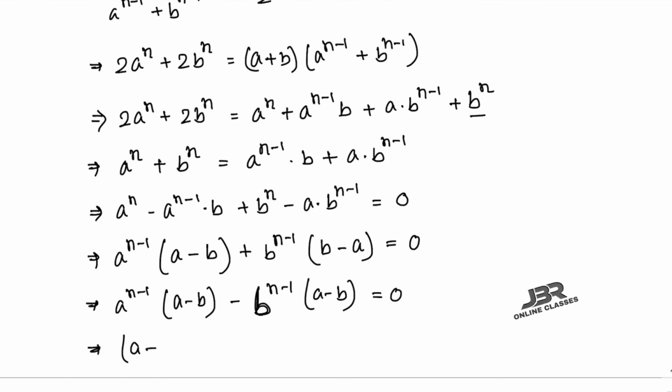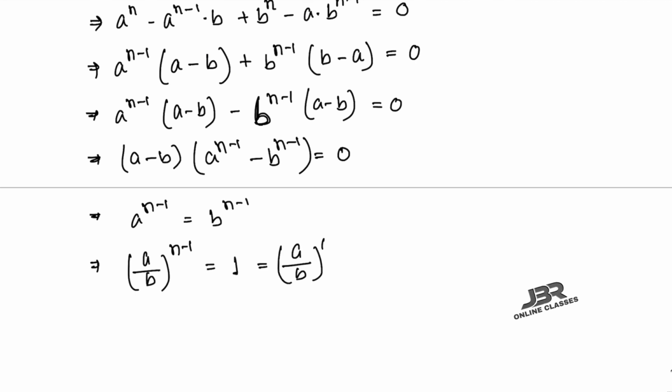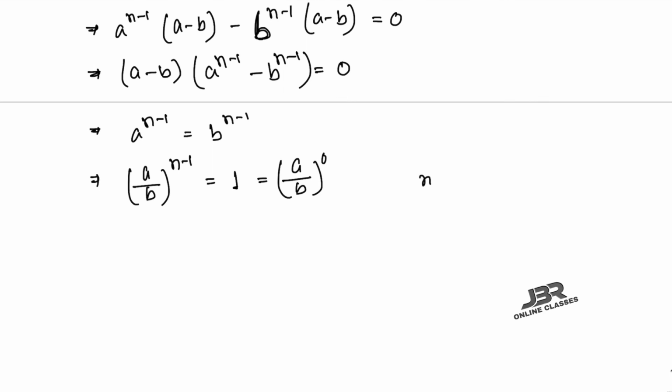So that implies you can write down a minus b into a to the power n minus 1 minus b to the power n minus 1, that one equal to 0. So that implies a to the power n minus 1 is equal to b to the power n minus 1. That means a by b whole to the power n minus 1, that one equal to, sorry, 1. So 1 means you can write down a by b whole to the power 0. So that implies n minus 1 equal to 0 and n equal to 1 as your answer.